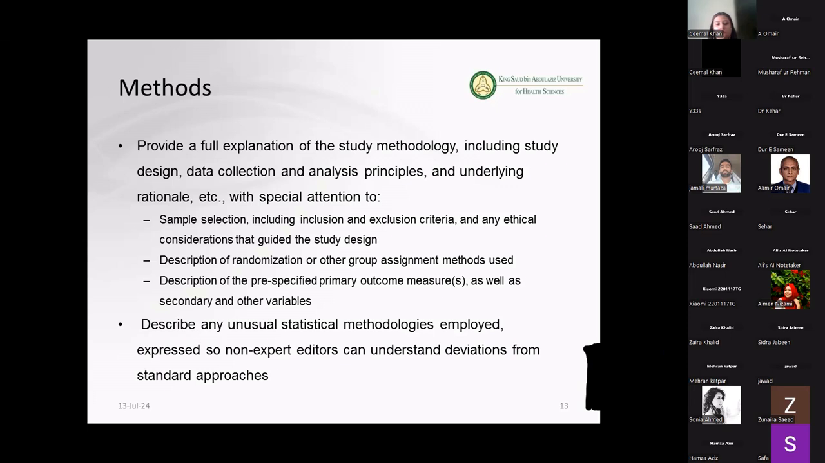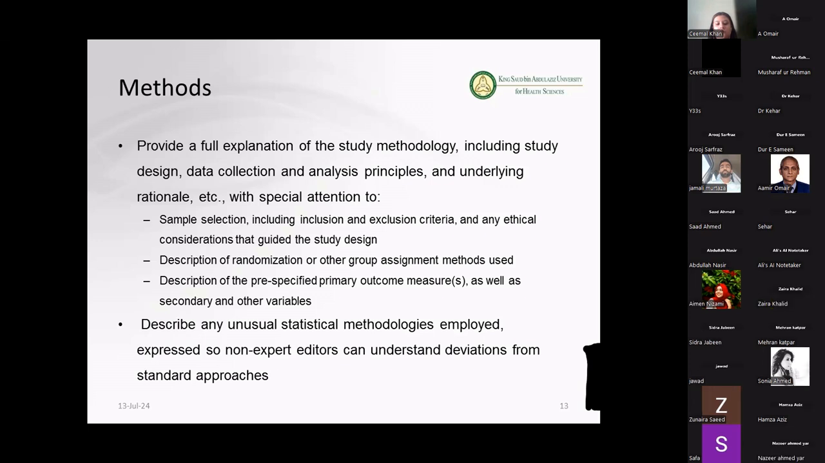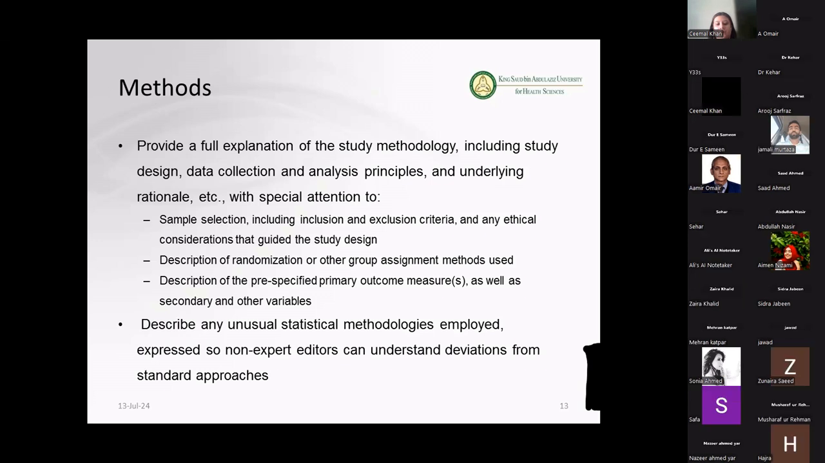Generally not that difficult for us to write, but for the new people it is there. But make sure that you mention what statistical tests you have used, and the program that was used on it, especially if you've used any new or different statistical test.